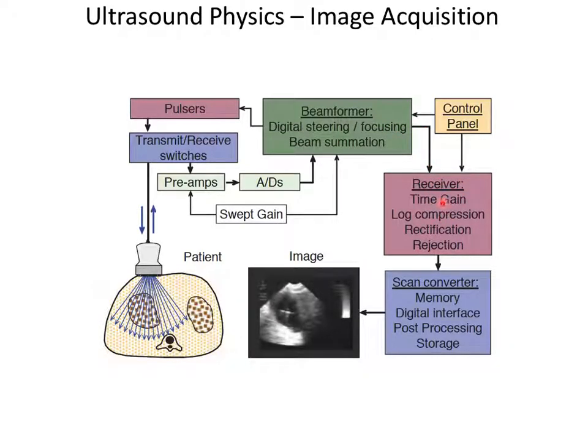And then essentially the time gain, compression, a whole bunch of processing on the signals of the individual echoes to make a picture, right? And the picture, you can think of it as if I sweep along this direction in the lateral direction, each brightness is the amount of reflection that occurred at that depth. Right?